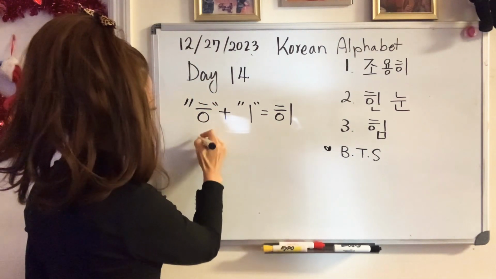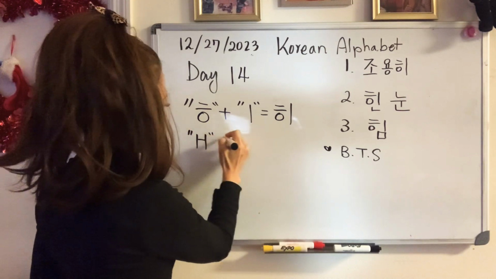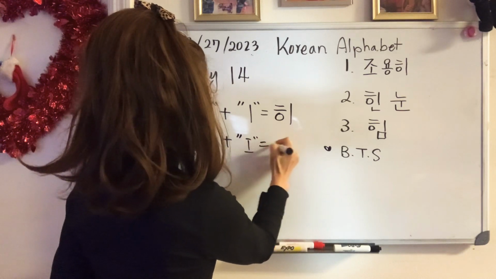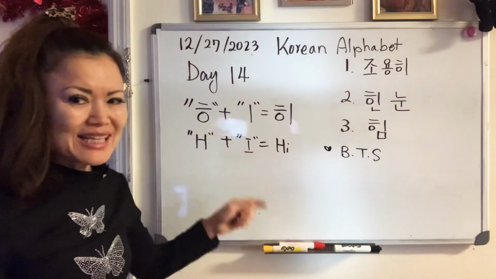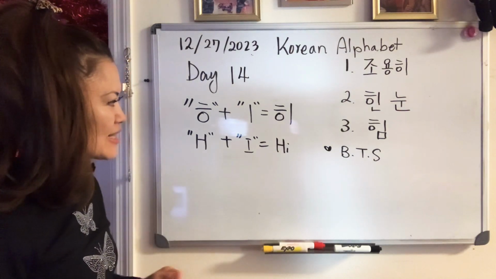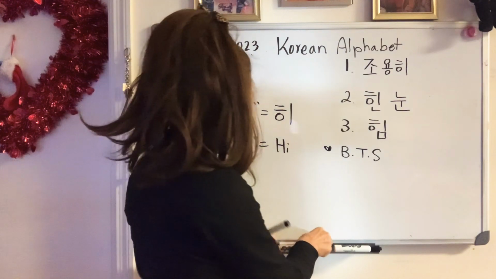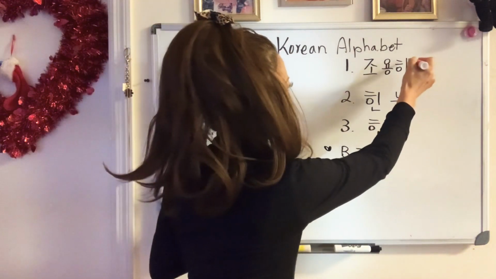So this is the English H sound with the I sound equals H. He. I is a he. He. He. Okay, let's circle in the vocabulary, looking for the he.